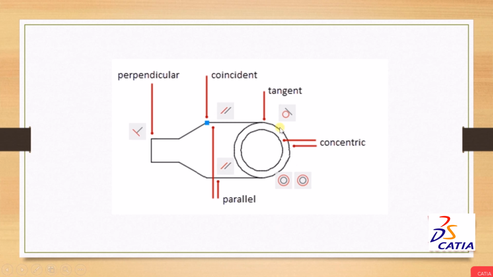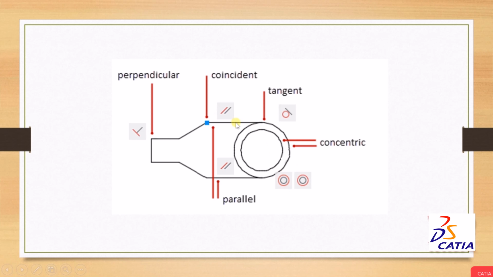Similarly, we can see we have two circles. These two circles are concentric with respect to each other. What is meant by concentricity? Two circles are concentric when they have a common center. So these two circles have a common center, and we can see the symbol of concentricity that is represented here.